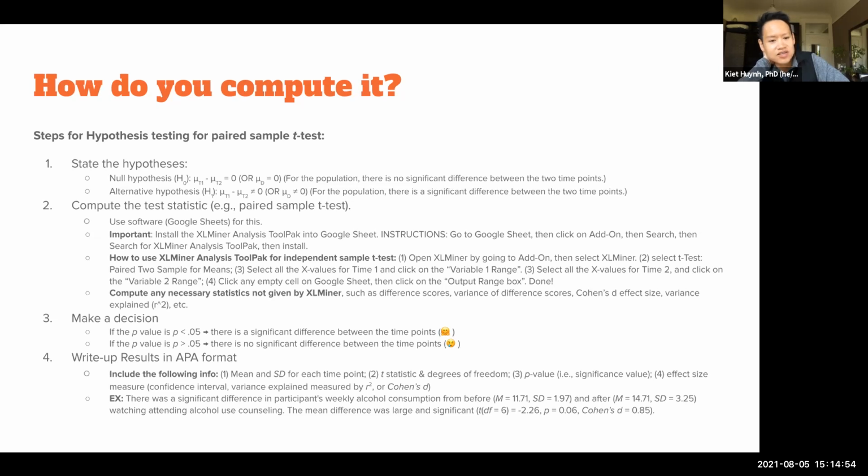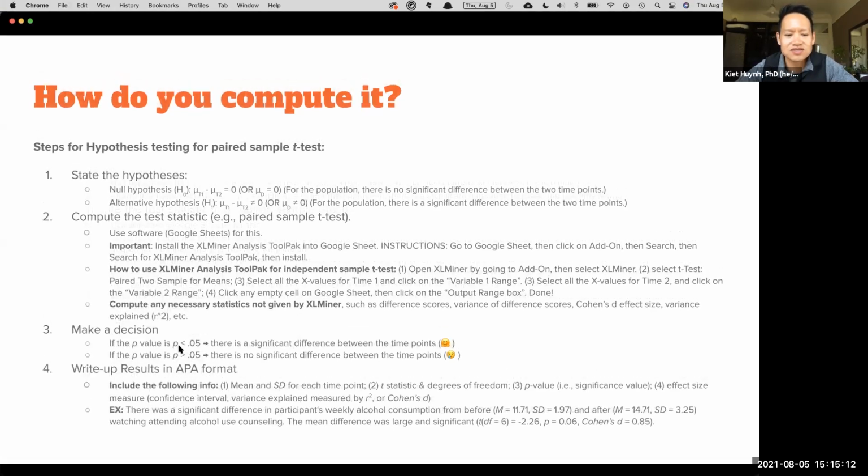Also important to note that there are some statistics that are not computed by the Excel Analysis ToolPak, so we have to compute those ourselves manually. Some of those things are the difference scores, the variance of the difference scores, and the effect sizes, like the Cohen's d effect size and the variance explained effect size. We'll go over how to compute those as well.